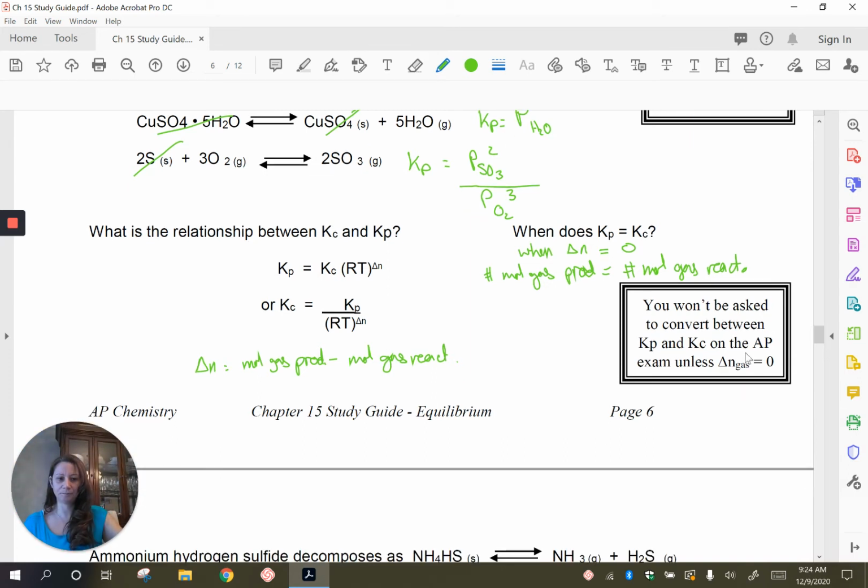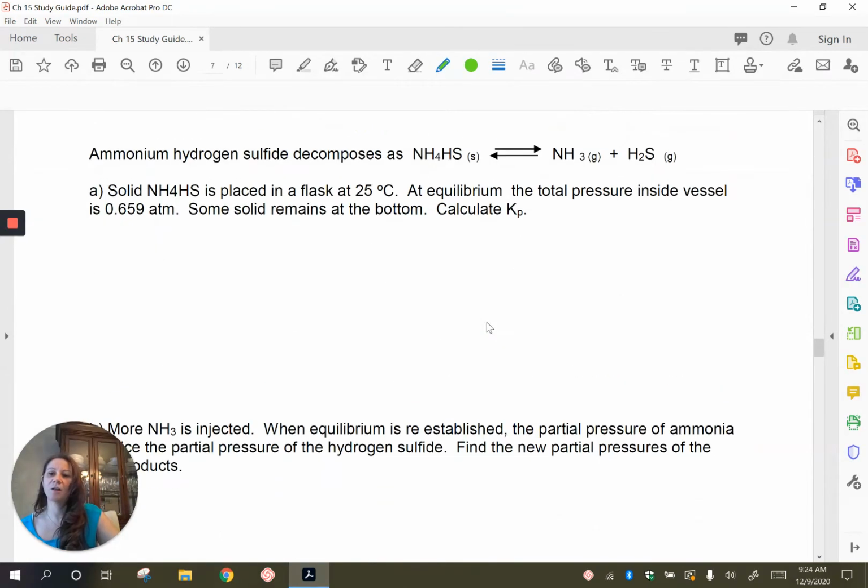Okay, so you'll only be able to, or be asked to convert between them if delta N is 0, which means they're equal to each other. So let's try some problems here. Let's look at this one.